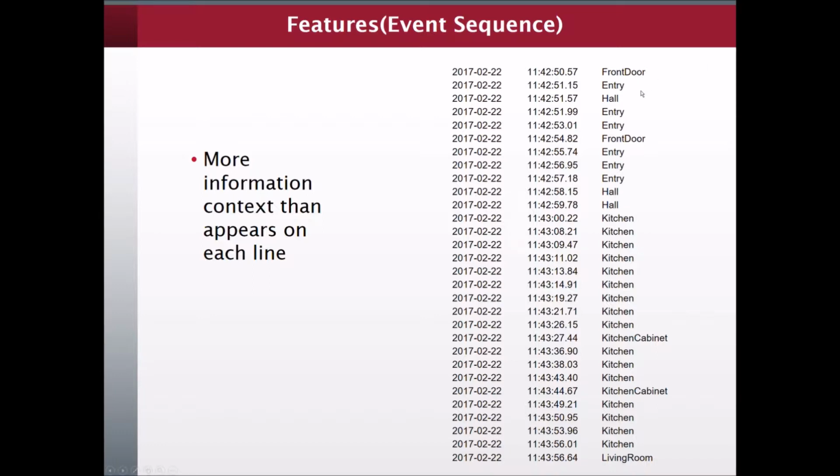So our particular identifiers are the front door sensor, motion sensors in the entryway where the resident first enters the home, the hall that connects the entryway to the living room, the kitchen and the living room, and one additional door sensor is included, which is the kitchen cabinet sensor.